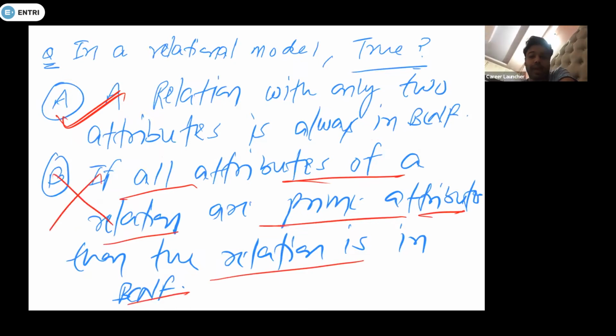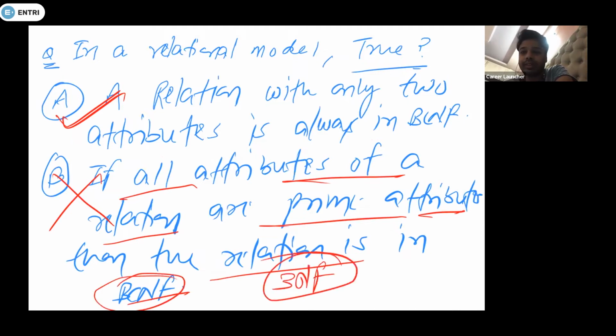If all attributes of a relation are prime attributes, then the relation is in 3NF. It is not necessarily in BCNF, it is in 3NF only. So it's a false one. So B is a false one. If all attributes are prime, it is not BCNF, it is in 3NF only.